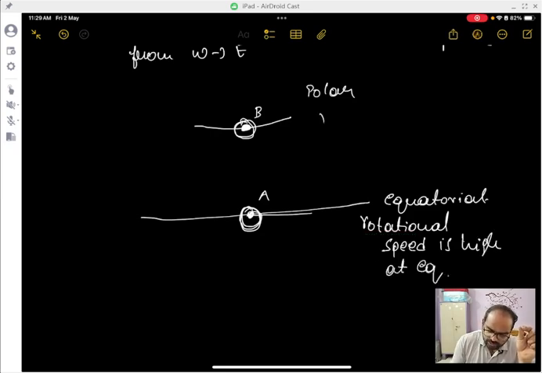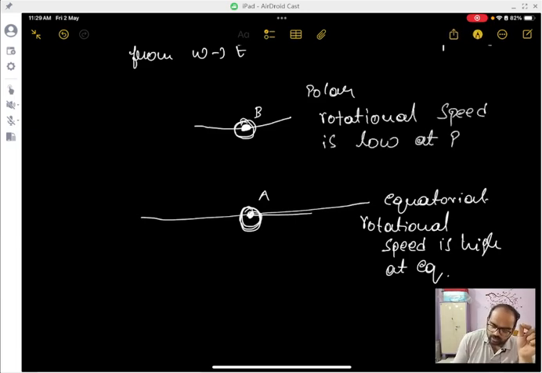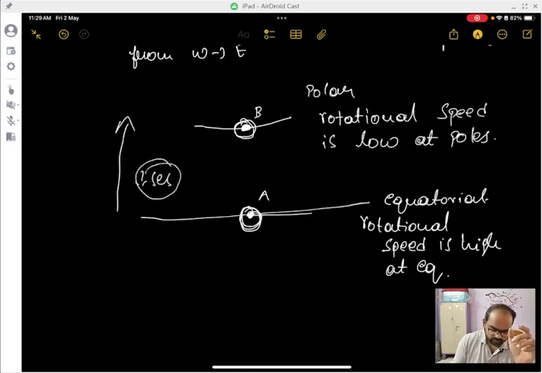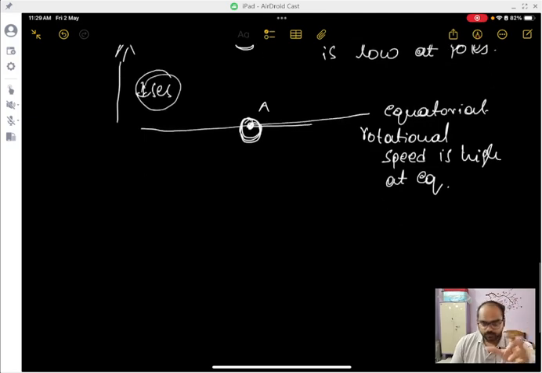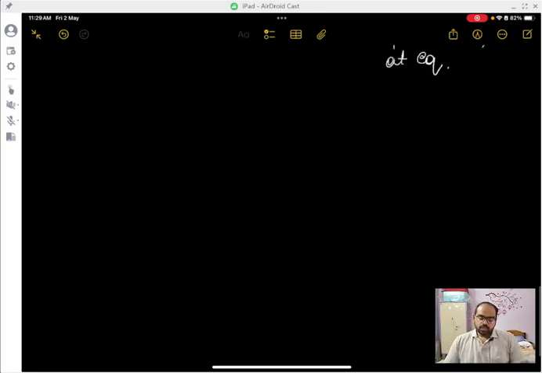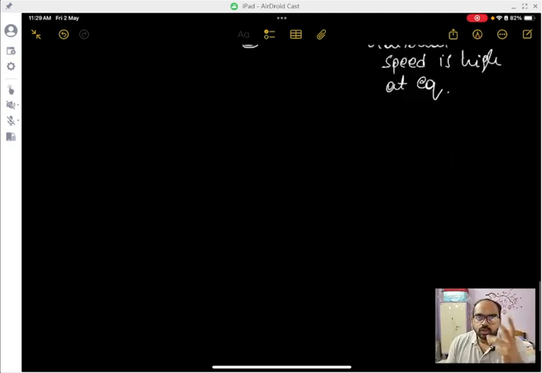And rotational speed is low at poles. And also we can say that as we move from equator to poles, rotational speed of the earth decreases, right? Please keep that in mind. Okay, it's very much important. And what is the third conclusion we can draw from it?